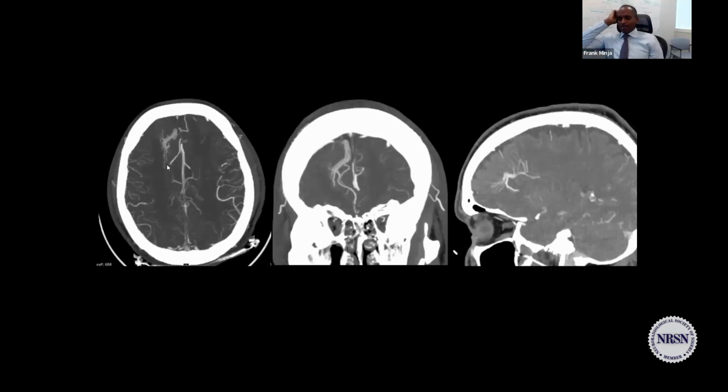Somebody jumps in with AVM, stellate appearance. I did not say vasculitis. I said stellate appearance. Look at the branching pattern. AVM is exactly what the first person said, a big draining serpiginous AVM. But no, this is a branching pattern.